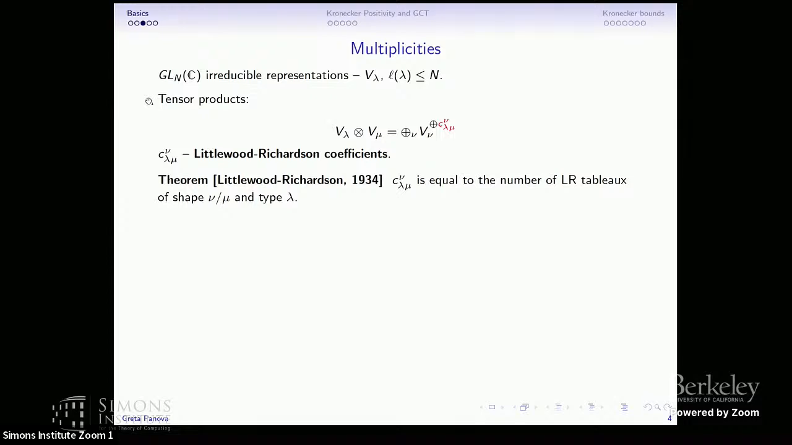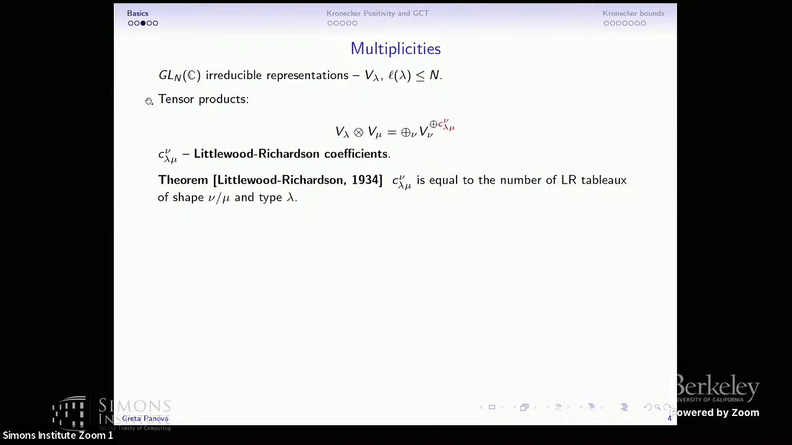And if you take the tensor product, like von Neumann started doing when studying Lie algebras in the 30s, you can decompose it as a reductive group. The tensor product is still a representation that we can decompose into irreducibles with certain multiplicities. And these multiplicities, for given lambda, mu and nu, are the Littlewood-Richardson coefficients c lambda mu nu, defined by Littlewood and Richardson in 1934.